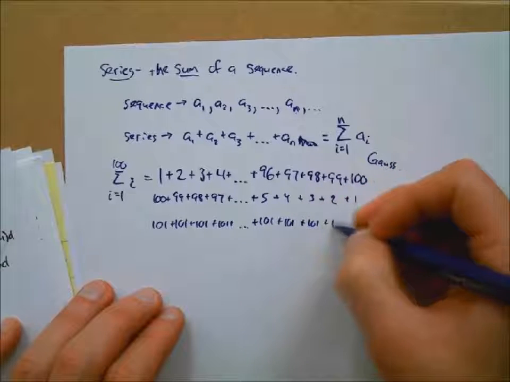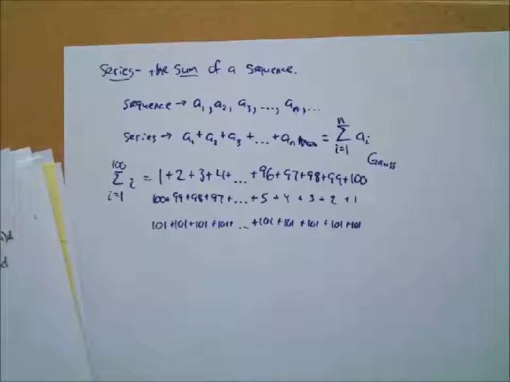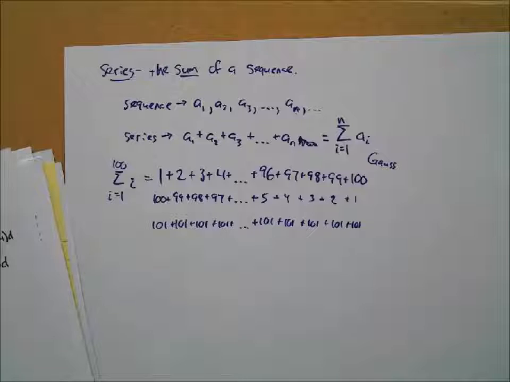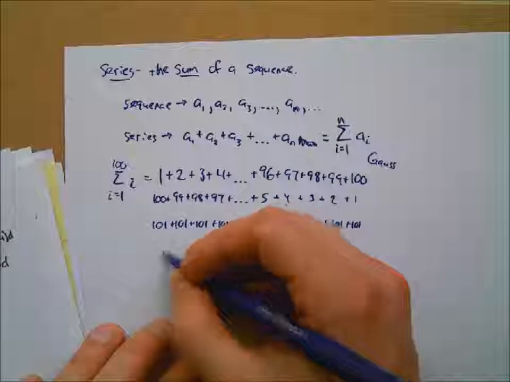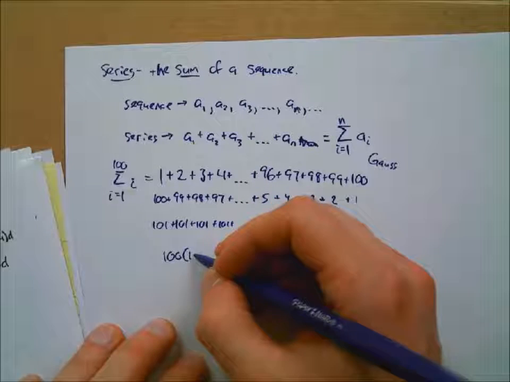In fact, how many 101s will we have? Not 50. 49. Nope. 100 of them. 100, right? So the sum from 1 to 100 is going to be 100 times 101.